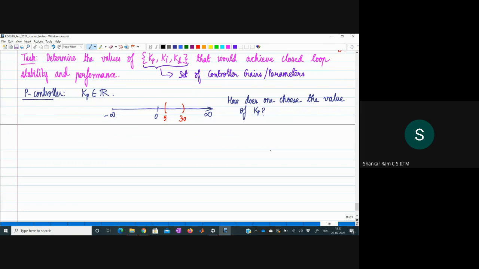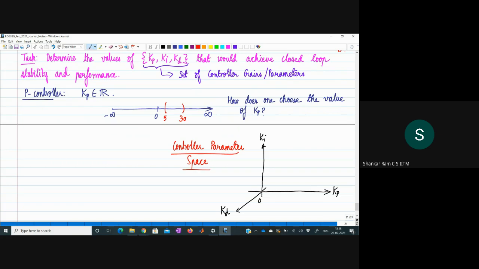Now, if we look at the general case of PID, the problem becomes even more complex. The PID controller is a 3-parameter controller, so we have Kp, Ki, and Kd. We have to visualize a 3-dimensional controller parameter space, and now we need to choose one point in this. I hope the challenge in the problem becomes very clear. This is what we call the controller parameter space. In the case of the PID controller, the controller parameter space is 3-dimensional.